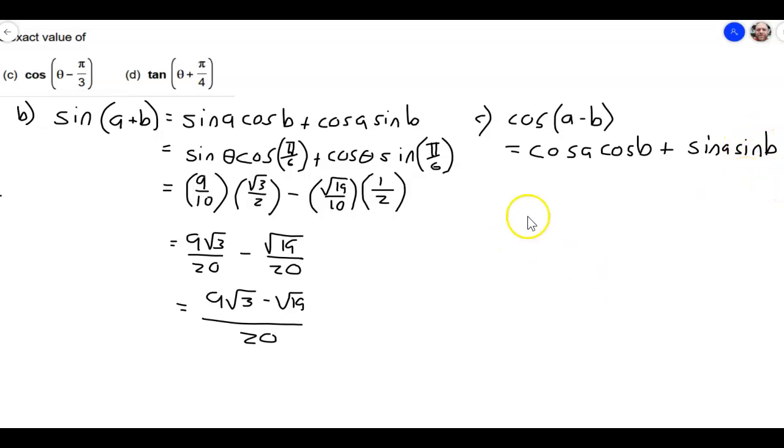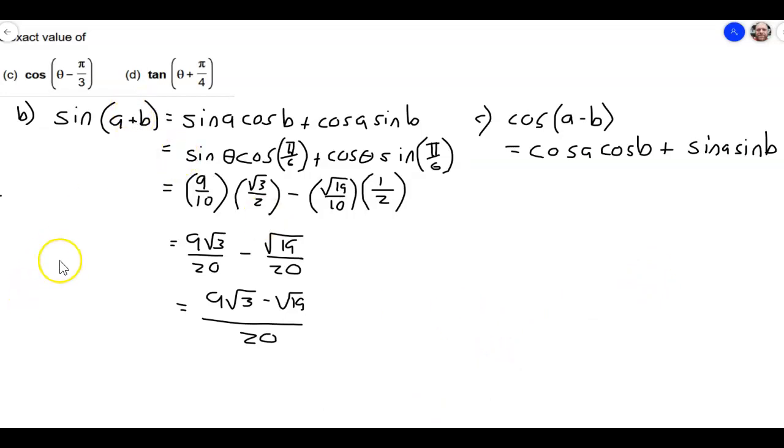All right. So for this one, you're just going to have the cosine of theta times the cosine of pi over 3 plus the sine of theta times the sine of pi over 3. And then you're going to end up doing the same thing like we did before and see what you get over there. So try that out and let me know how that goes. It's an extremely similar process to what we just did here with the sine. So I don't think we need to go through that one. So I'll leave that one as a self-exercise.